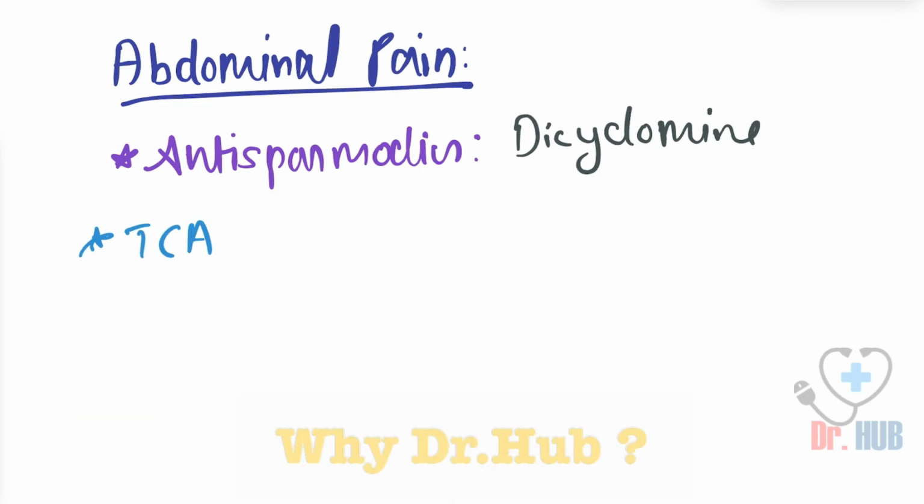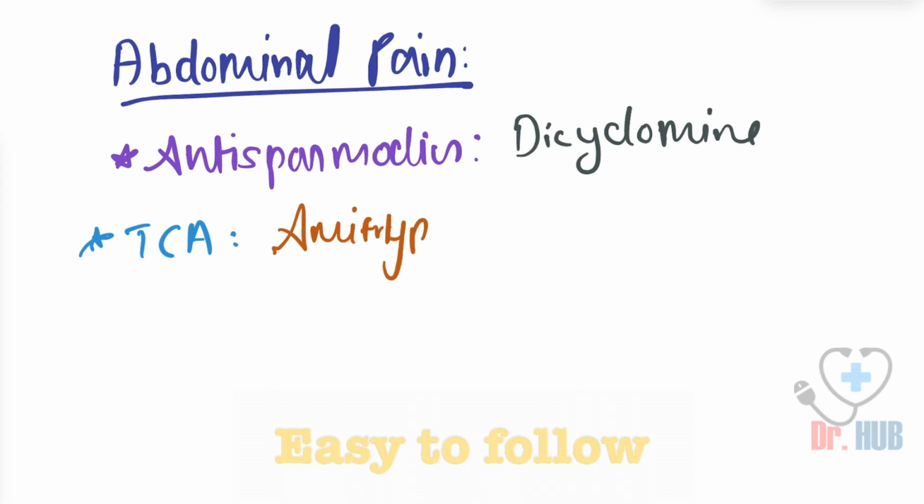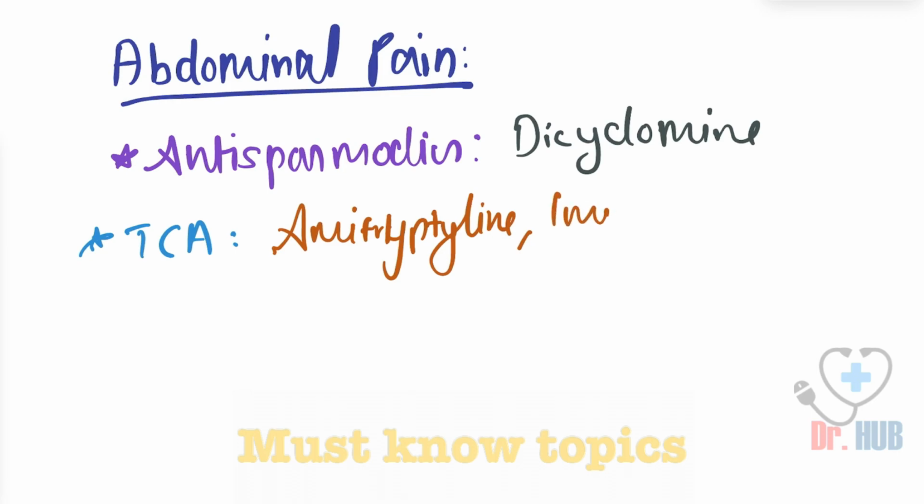TCA stands for the tricyclic antidepressants. So what does this include? It includes amitriptyline, as well as the imipramine.